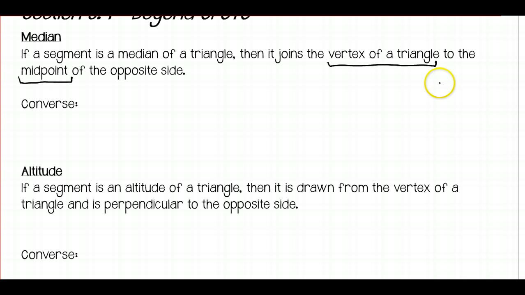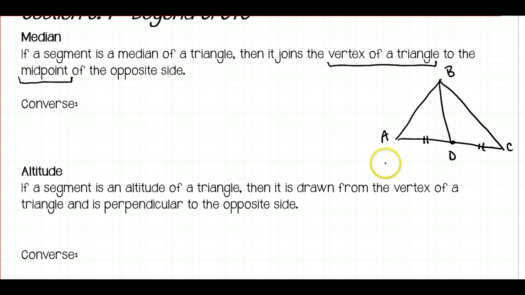Okay, so if I draw a triangle here, we'll call it triangle ABC. And if I find the midpoint here, we'll call that D. I know it's the midpoint because I can tell by the tick marks. If I connect the opposite vertex, B, to the midpoint, then segment BD is a median. Keep in mind too that I could draw a median from each vertex of the triangle to the appropriate opposite side, so we would have 3 medians per triangle.